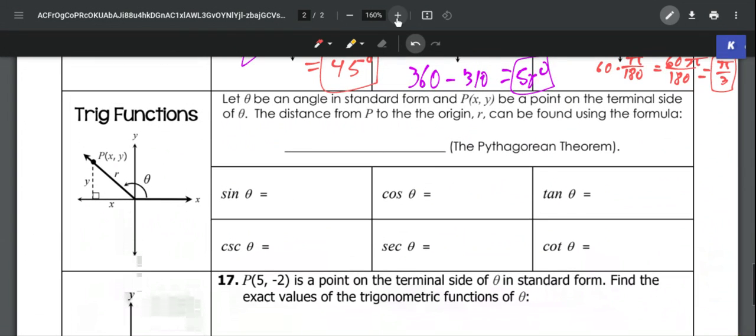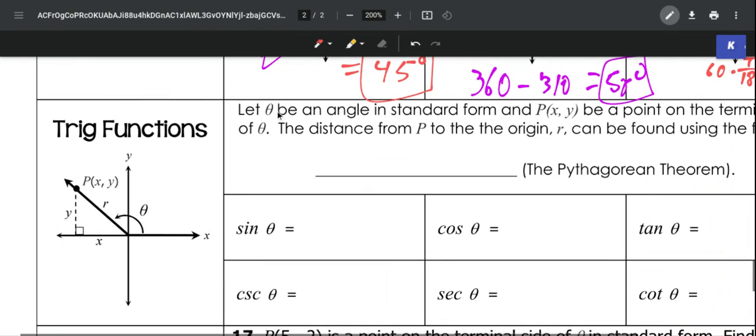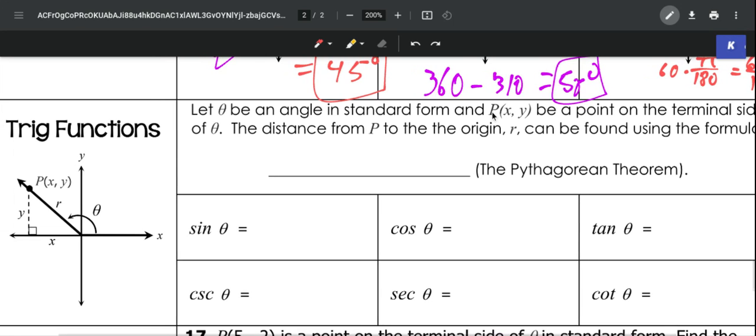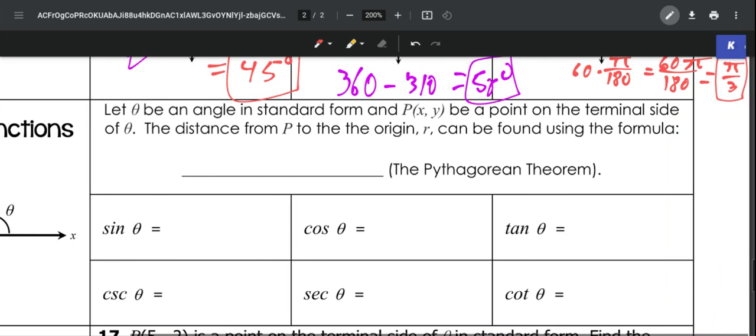So trig functions here. If we let theta, which we're basing off of this, so when I'm talking about each part, you can reference that to see it. When we're looking at theta, which is that angle there, in standard form, we've got a point x and y, which is this point. We can let that be a point, and it's on the terminal side of theta.